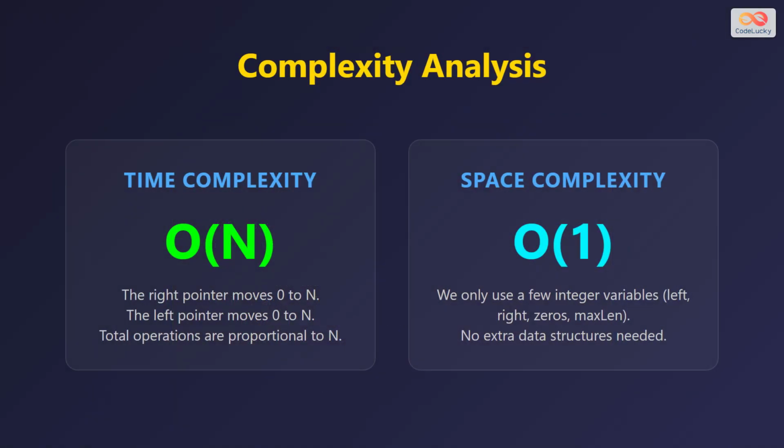This solution is highly efficient. The time complexity is O of n because each pointer, left and right, moves across the array at most once. The space complexity is O of 1 because we only use a few variables for counting, regardless of the input size.